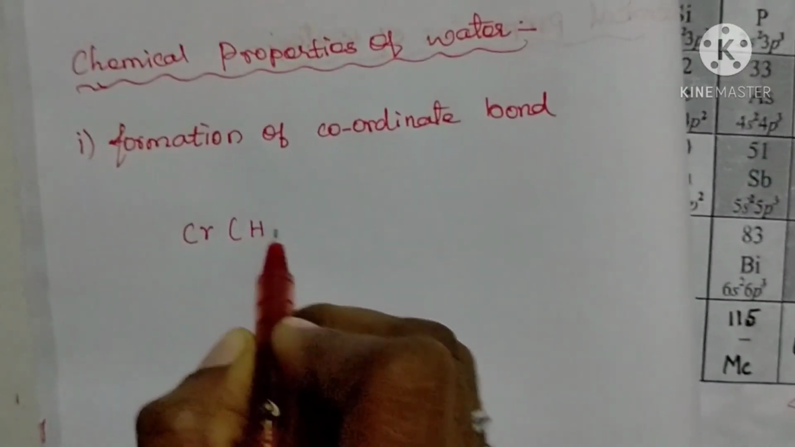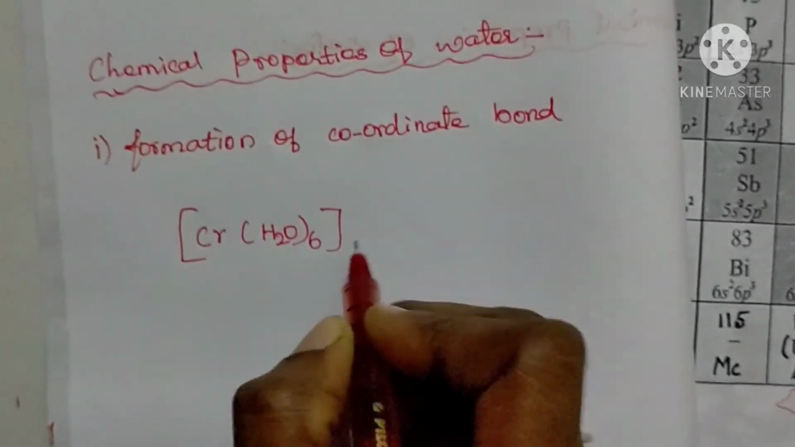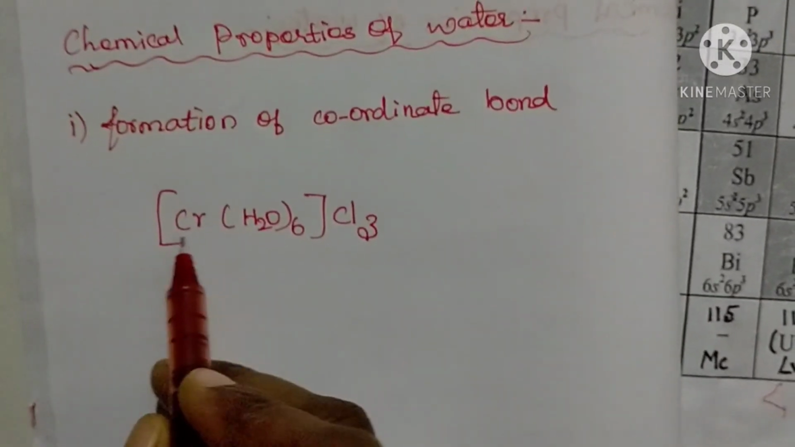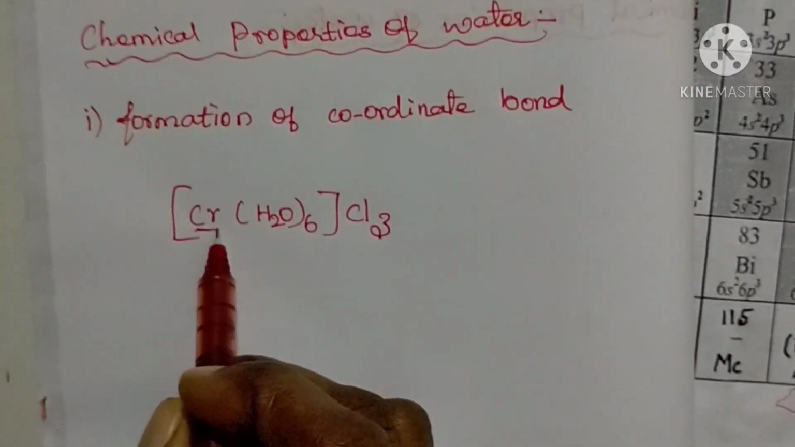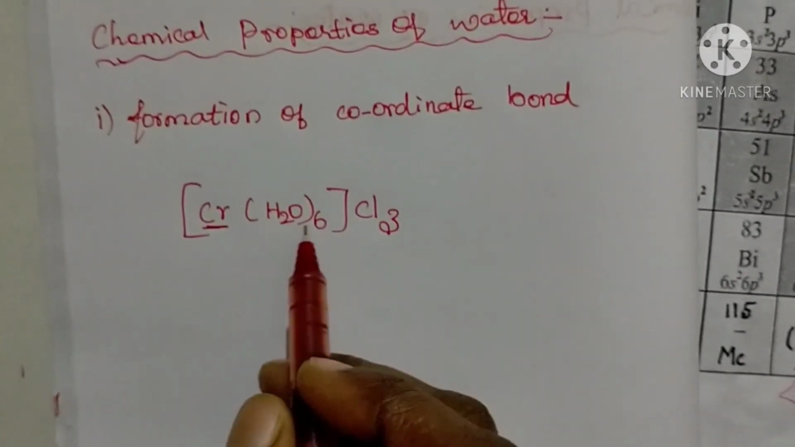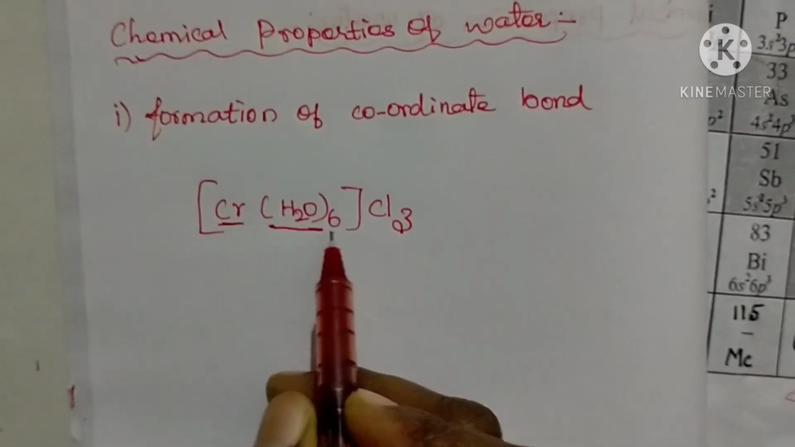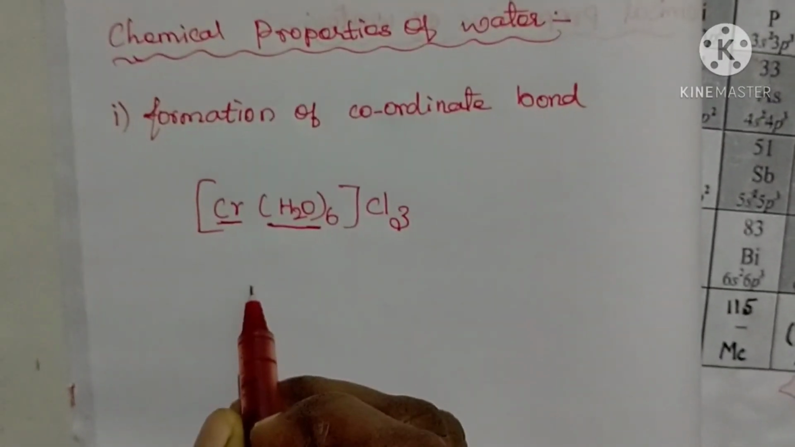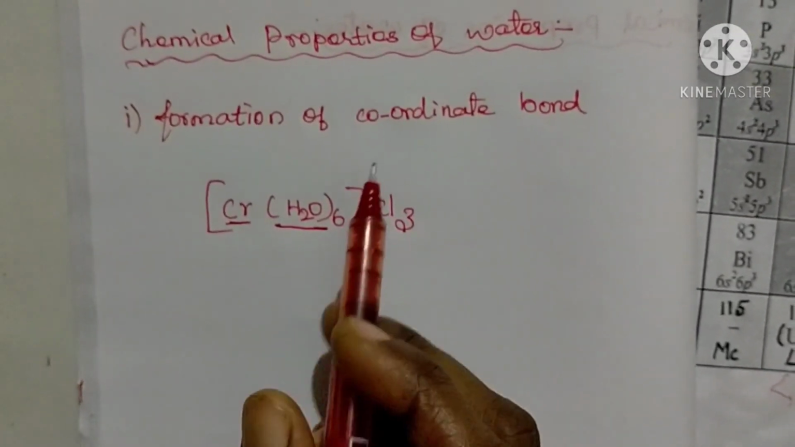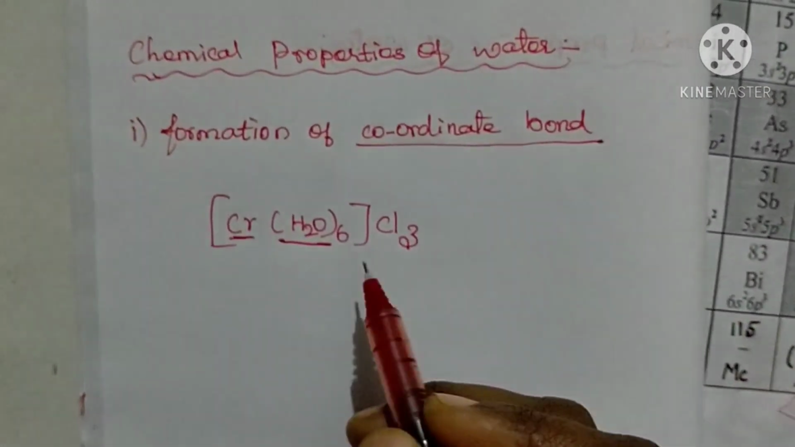Cr(H2O)6Cl3. In this example, the cation, chromium, which is present in that compound, is bonded with the ligand. What is the ligand? H2O. 6H2O is present, bonded with chromium. So chromium is bonded with 6H2O. They form the bond between chromium and water. It is a coordinate bond.